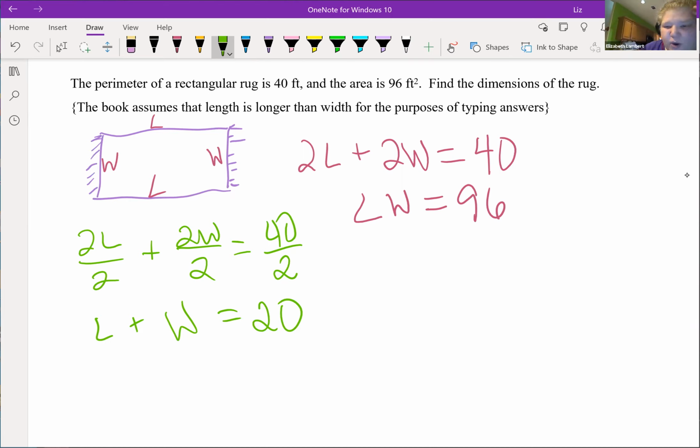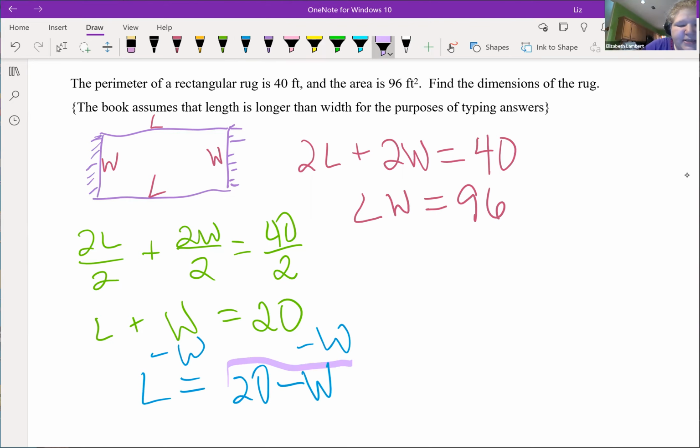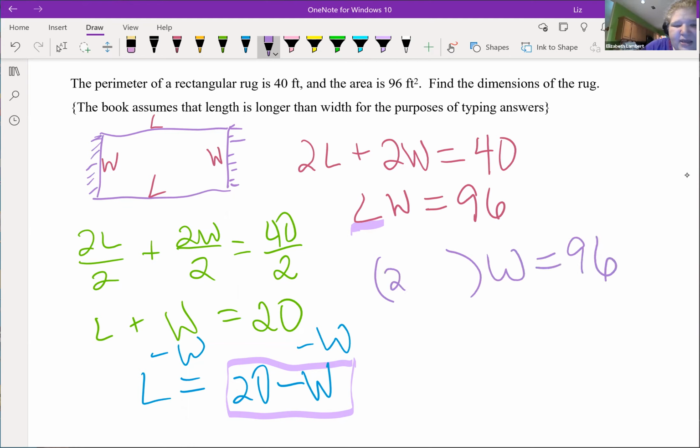So if L plus W is 20, I am going to solve for L, so I'm going to move that W. So the length is the same as 20 minus W. And I'm going to put that thing in place of the L. So now the length times the width is 96, but the length is the lovely 20 minus W. Now it is an equation only in terms of W. I can solve this. So we're going to distribute. So that's 20 W's now minus W squared is equal to 96.